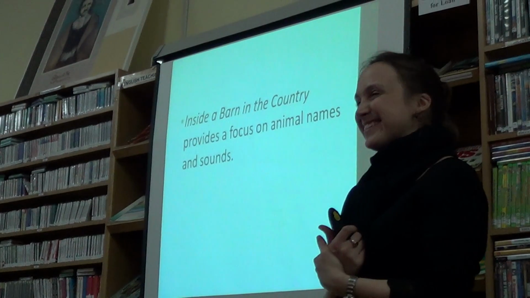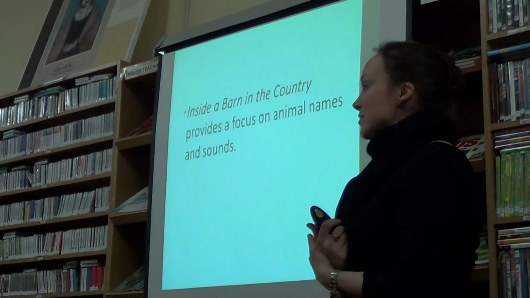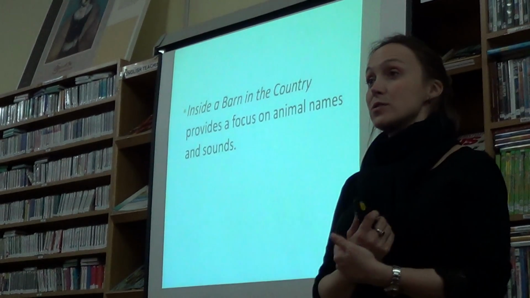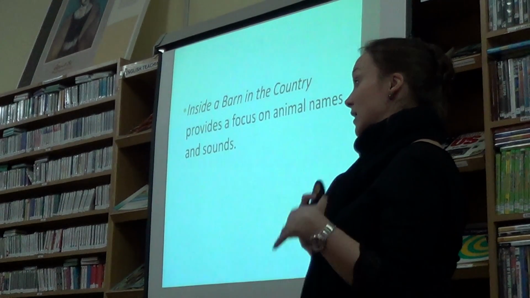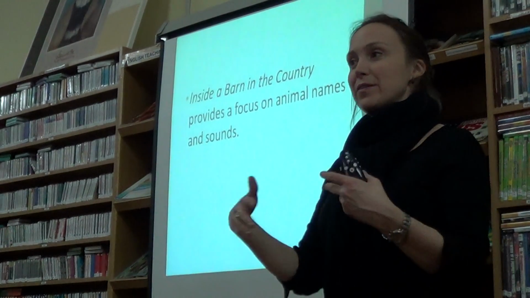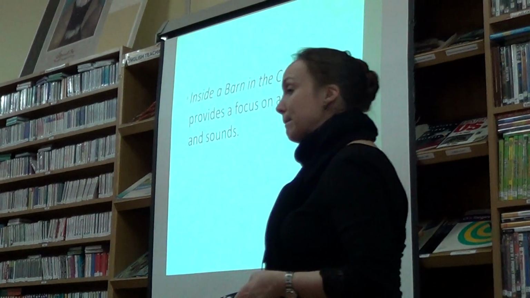Another one is Inside a Barn in the Country. This focuses on animal names and the sounds, which you can imagine is particularly good for very young learners because they like to have the sound and the ability maybe to act out what the animal would be while you're reading the book and doing the sound at the same time.